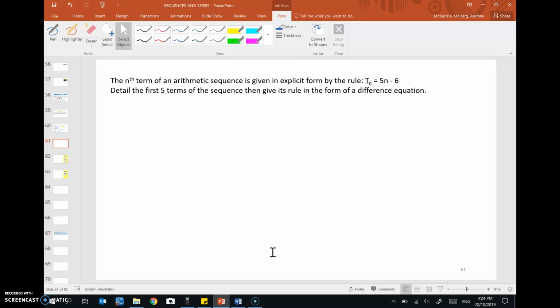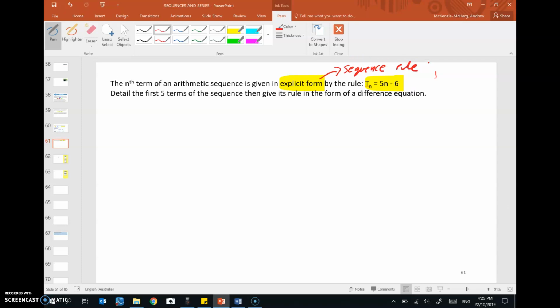Here we're told that the nth term in an arithmetic sequence is given in explicit form by the rule Tn equals 5n take 6. Explicit form, and they'll give this to you sometimes in questions, that just means the sequence rule. All the types of mathematics up until this point before difference equations used sequence rules. So if they mention that, that's from the first half of this unit, that type of notation. So switching languages in a way.